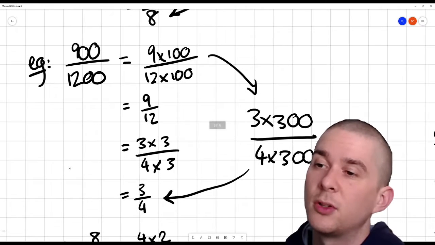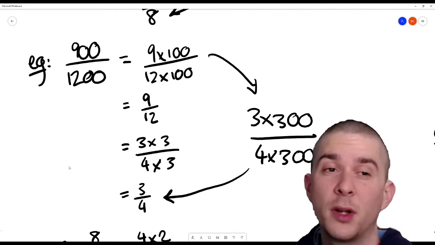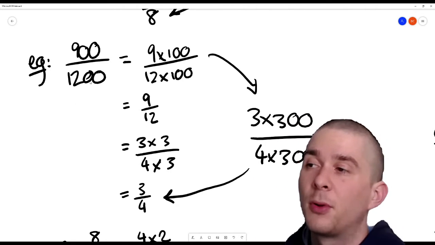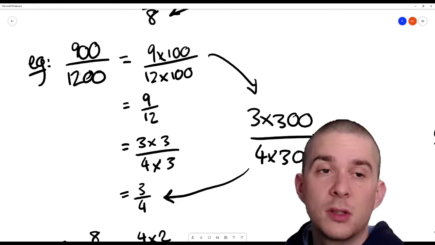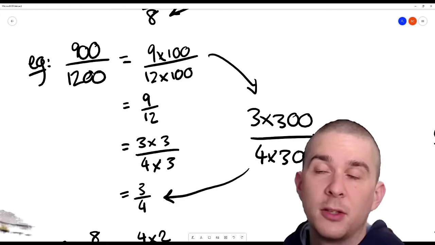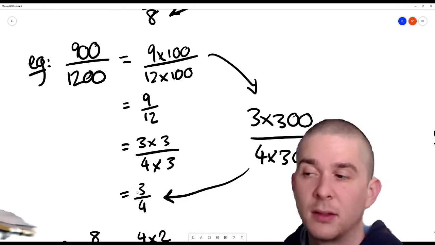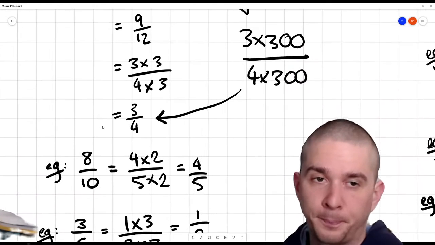So you can see that when you're simplifying, if you don't find the biggest common factor, just look for any one you could find. If I had pulled out a common factor of 2 to start with, if I had done 900 and 1,200 both divided by 2, or both divided by 10, I still would eventually have gotten to the same answer at the end.